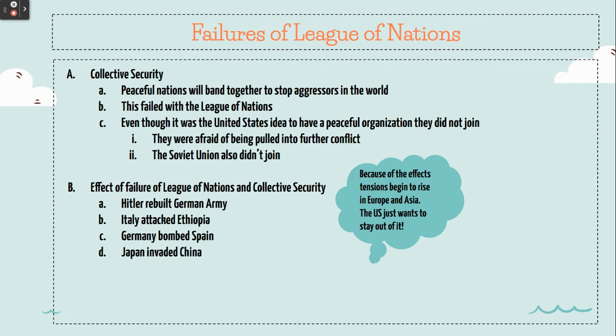They failed at stopping Germany from rebuilding their army, bombing Spain, and taking back land they lost after World War I from the Treaty of Versailles. The League allowed Germany to do this, hoping it would appease them. The League also failed in stopping Japan from invading China and from stopping Italy from attacking Ethiopia. These attacks of aggression are why the United States wanted to remain isolated from this part of the world.